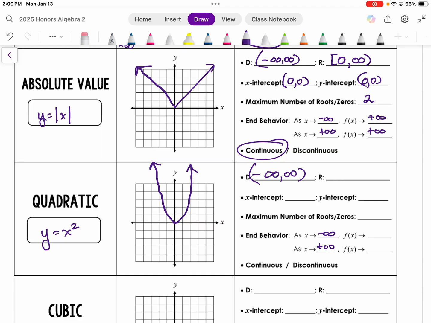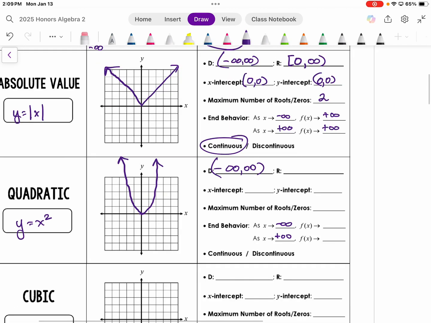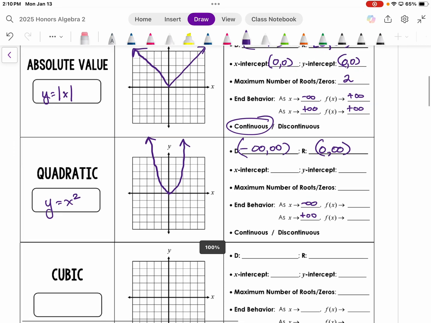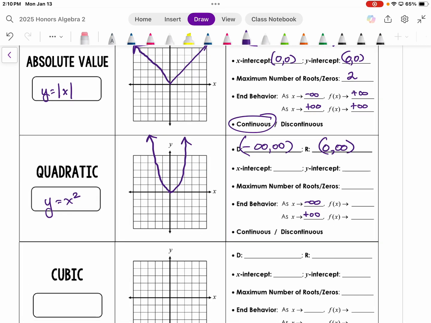Okay? My range. Obviously, we're not going up and down everywhere. We see the same kind of starting point at 0 and going up to positive infinity. So my range is from 0 to positive infinity. It changes based on if I shift this up or down. That's what we're going to do in the next unit, where we focus on quadratics for about 4 days. That'll be like next week.